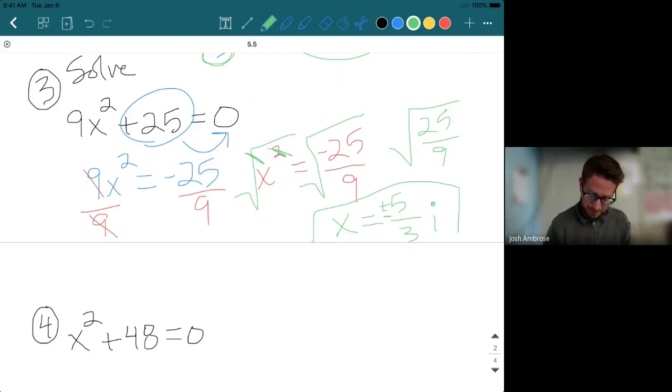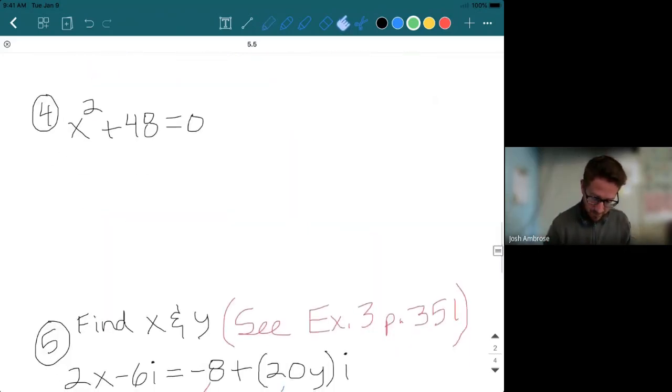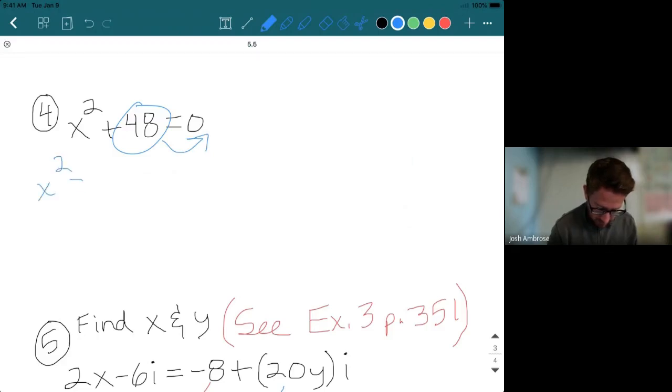Okay, good. Let's move on. Number 4 here. All right, same thing. We got to take this 48. We got to move it over. So x squared equals now a negative 48. And we got to get rid of that square. So we take the square root. That goes away. That goes away. x is now by itself.